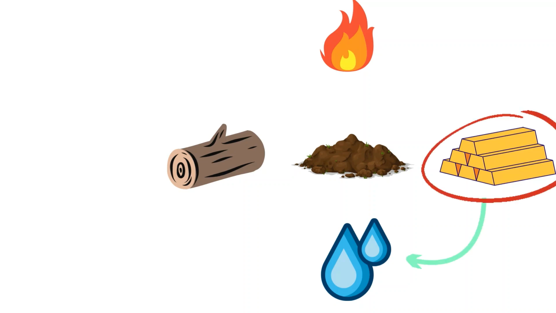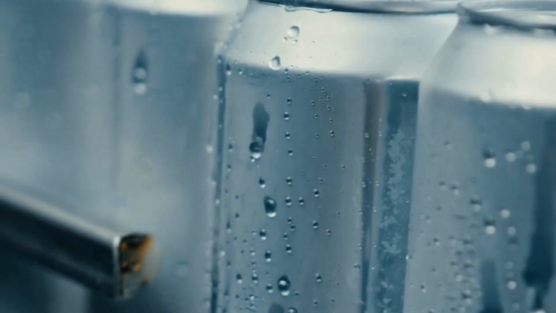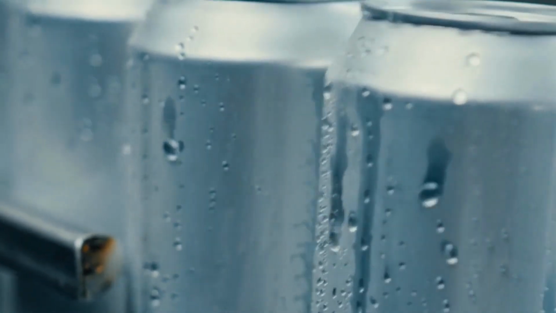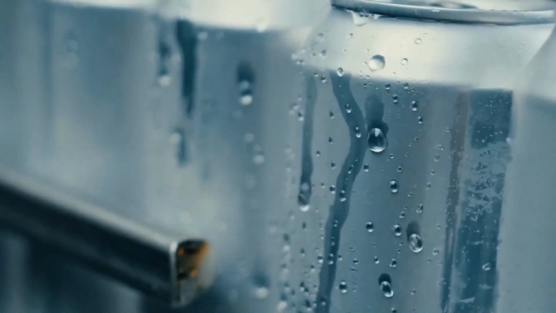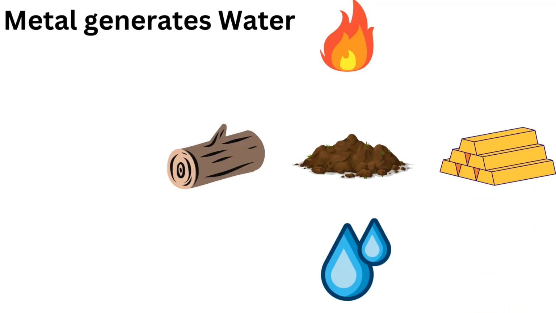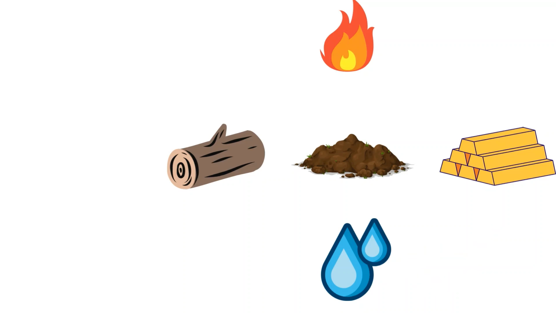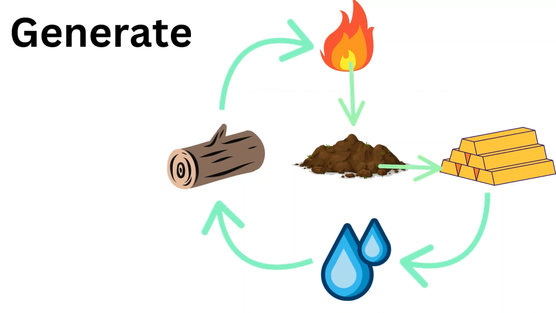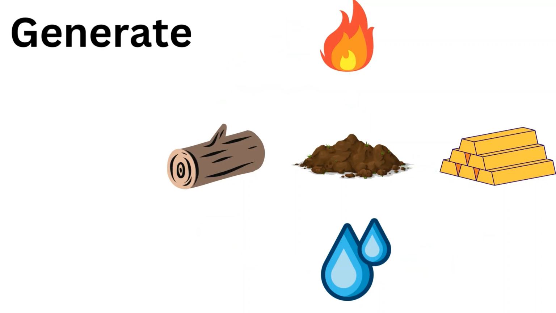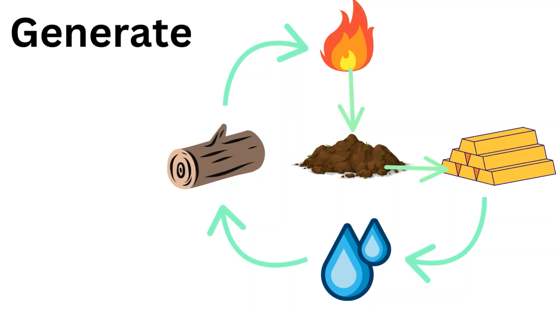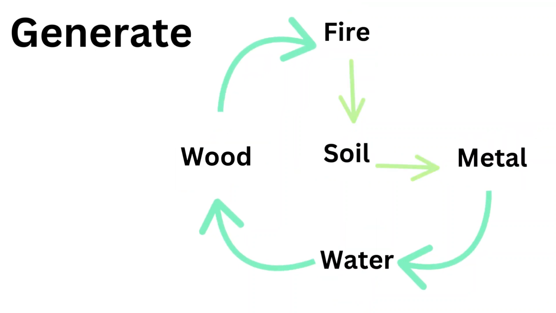How about metal? How can metal generate water? Whenever there is a shift in temperature from hot to cool, as a result of condensation, we see the creation of water droplets. Thus, metal generates water. The 5 elements form the generating cycle in a clockwise direction. It illustrates how one element generates and nurtures the next in an orderly sequence.